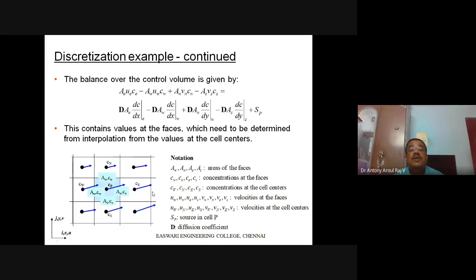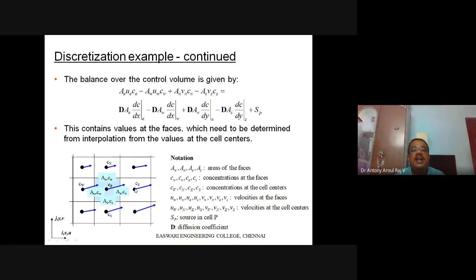But when you are going for highly convective flow, or even small convective flow with higher velocity, then you will have trouble. Because if you are going for central difference discretization, for lower velocities it will work without any problem. But for higher velocities, there will be trouble, because the central difference scheme is transporting the information equally in all the directions.